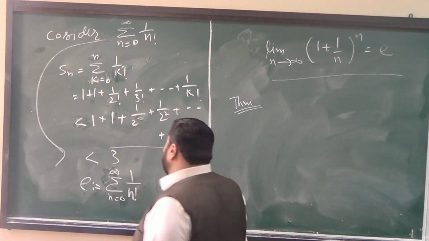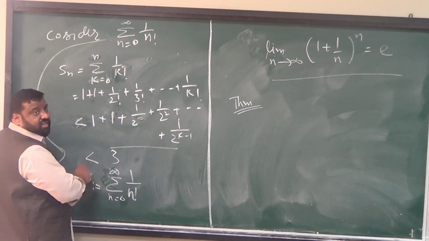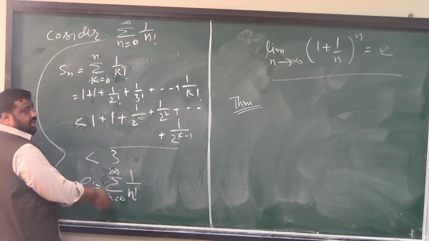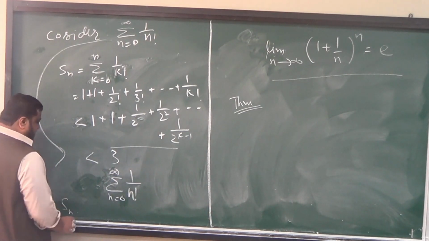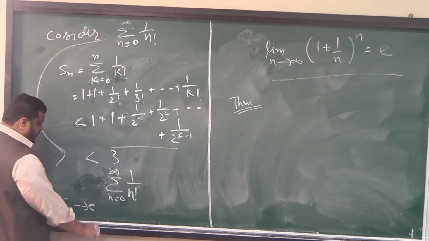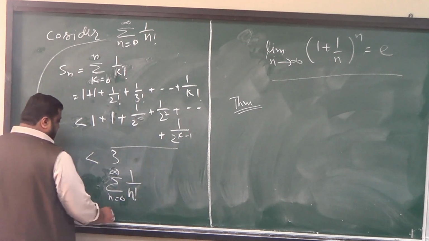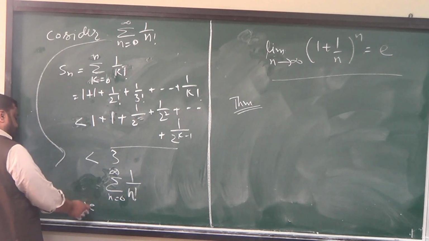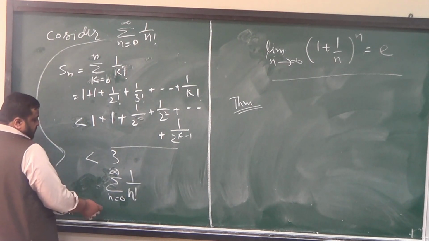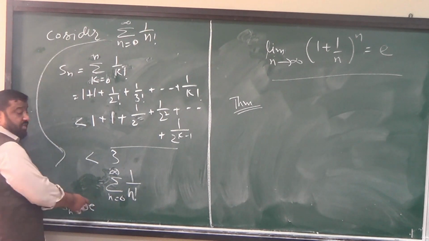So in other words, I can call it that this series is convergent, and it converges to e. Whatever the limit of that is, we are saying that these S_n's, where S_n are partial sums, are going to converge to e as n goes to infinity. We know that if these partial sums converge to some number, they are going to converge to something, and that something we are calling e.